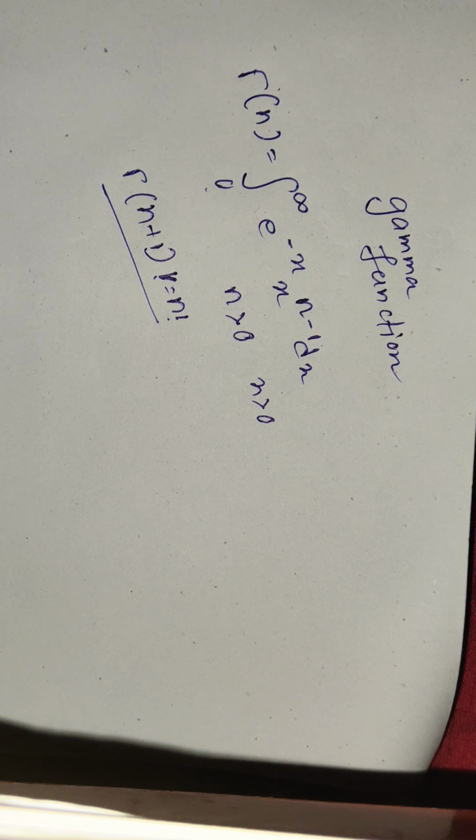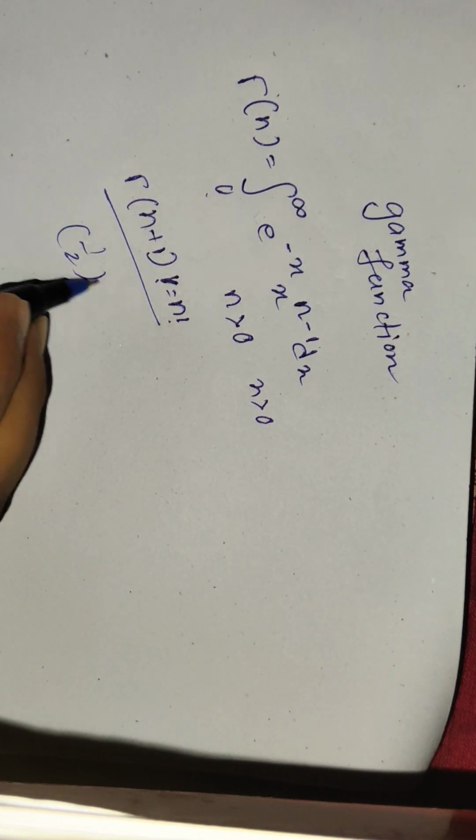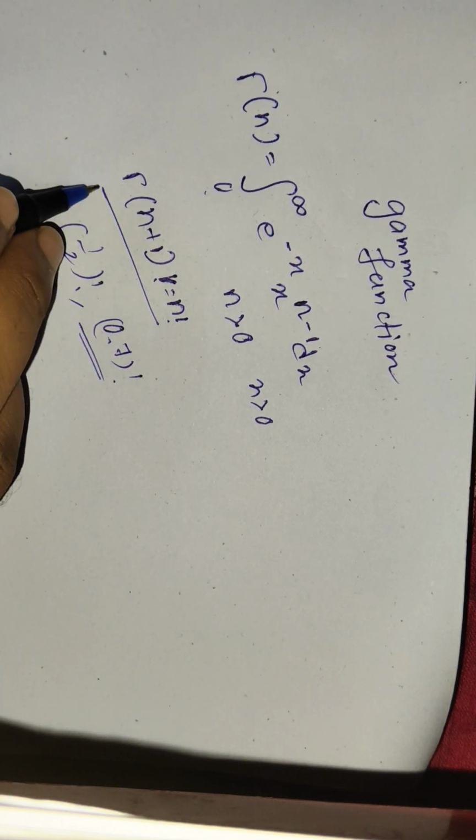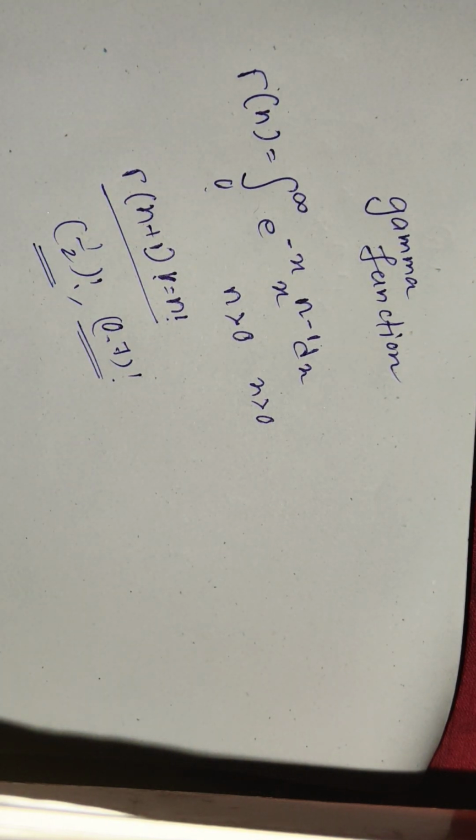Now basically, when we deal with some kind of half factorial or 0.7 factorial, in that case we will deal with the gamma function. It is nothing but the generalized form of the factorial function, as I had told you.